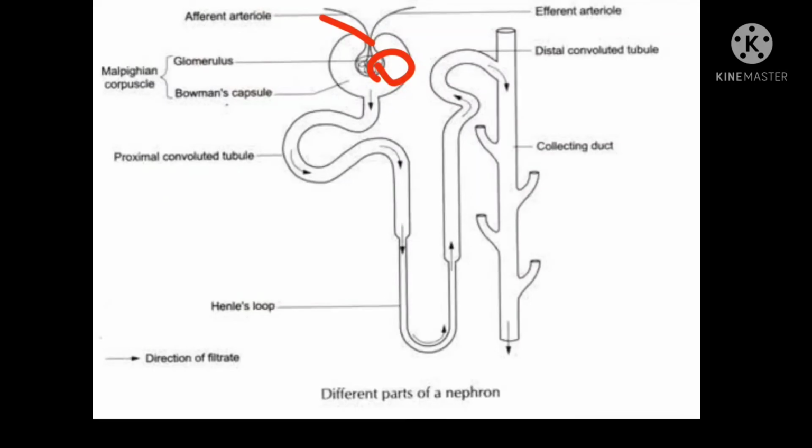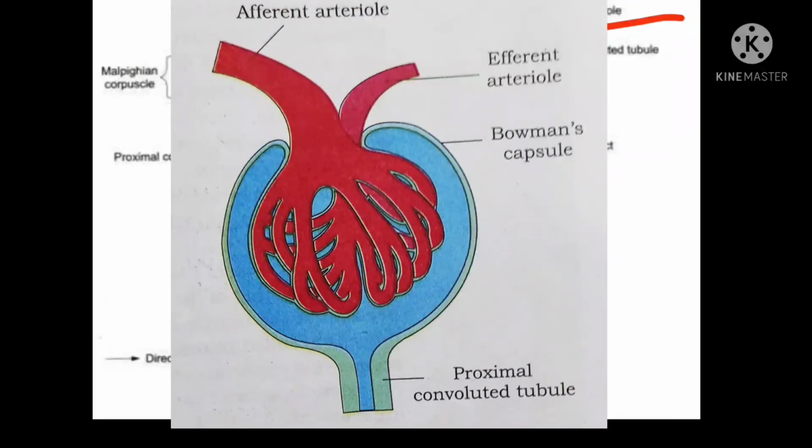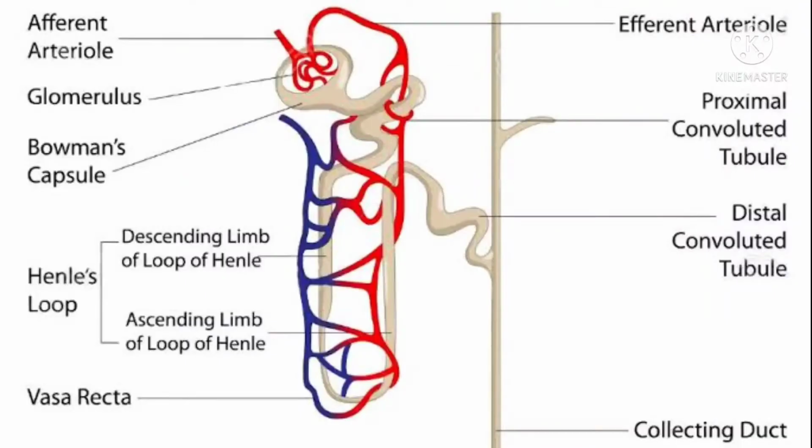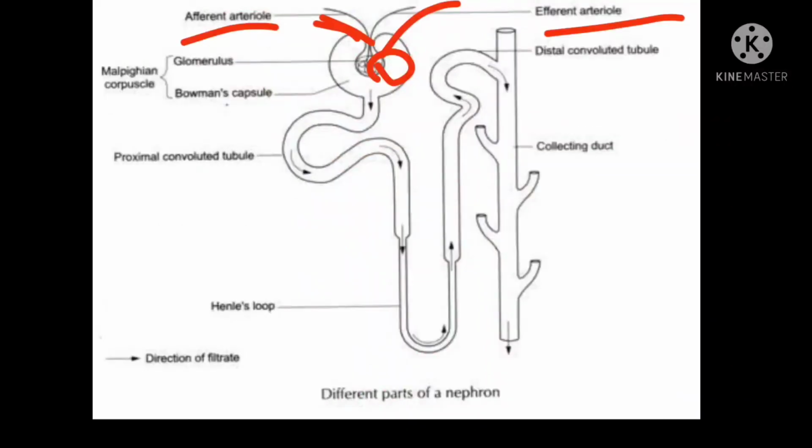The arteriole that enters the glomerulus is called the afferent arteriole, and the arteriole that comes out of the glomerular tuft is called the efferent arteriole. And this efferent arteriole actually forms peritubular capillaries around the nephron, and the nephron actually looks like this. But in order to understand the various parts of the nephron, the peritubular capillaries are not drawn in the figure.